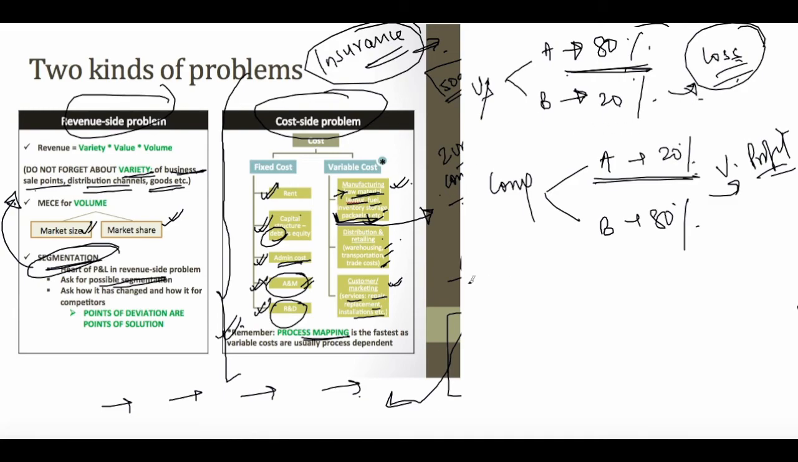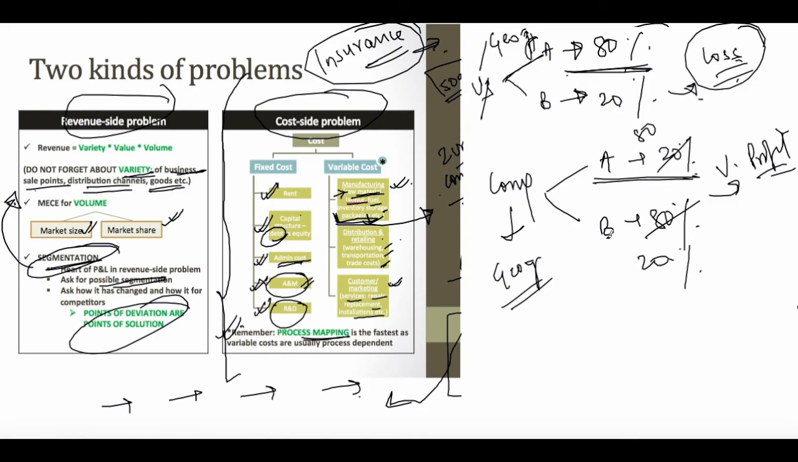So remember these two critical comparisons, one with our own history and the second with the competitor, and figure out points of deviation. So if they also had 80 and 20 here, then there was no useful information. I would perhaps segment my problem some other way. Instead of A and B, I might go for a geography segment, and I would ask for the same segmentation of geography for my competitor and figure out if there is a deviation there, then that might explain this. Okay, so points of deviation are points of solution. This is extremely important. Do remember this.